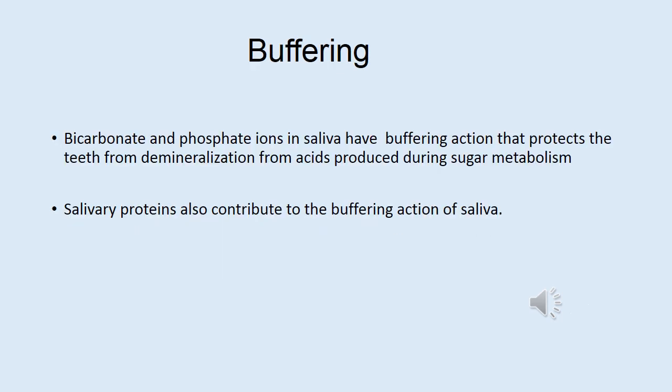Buffering action of saliva. Bicarbonate and phosphate ions in saliva have buffering action that protects the teeth from demineralization from acid produced during sugar metabolism. Salivary proteins also contribute to the buffering action of saliva.